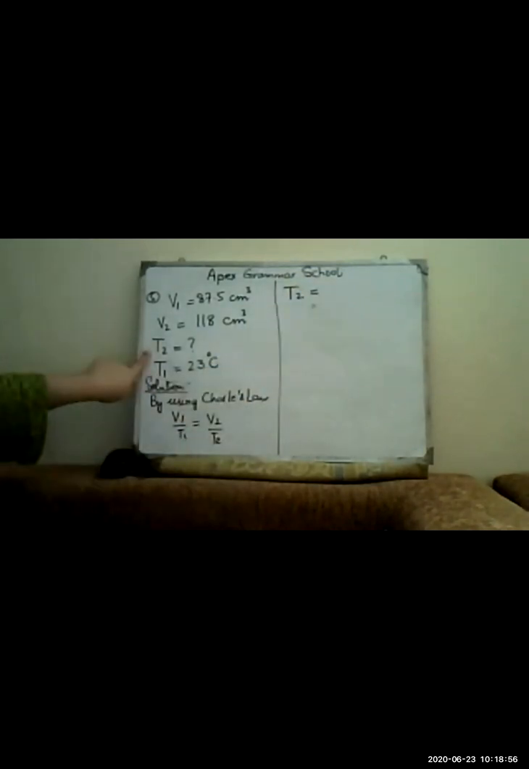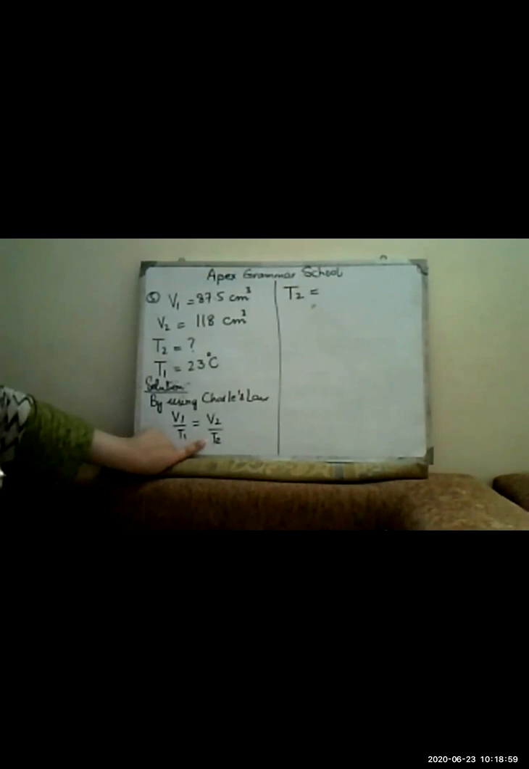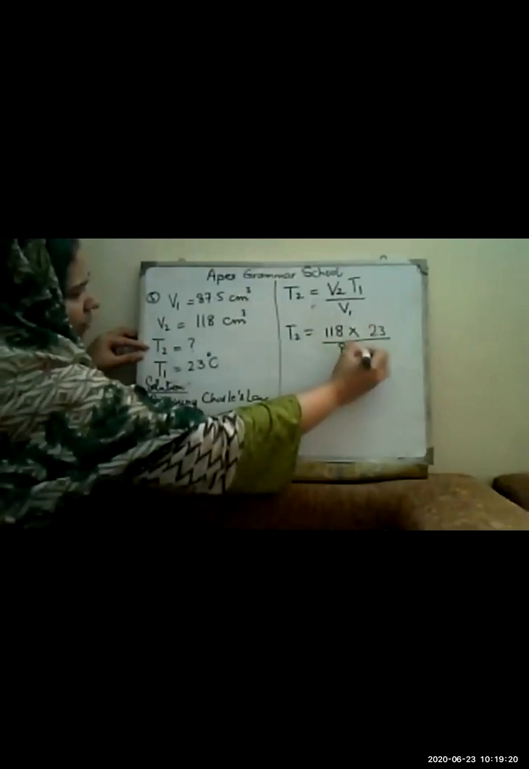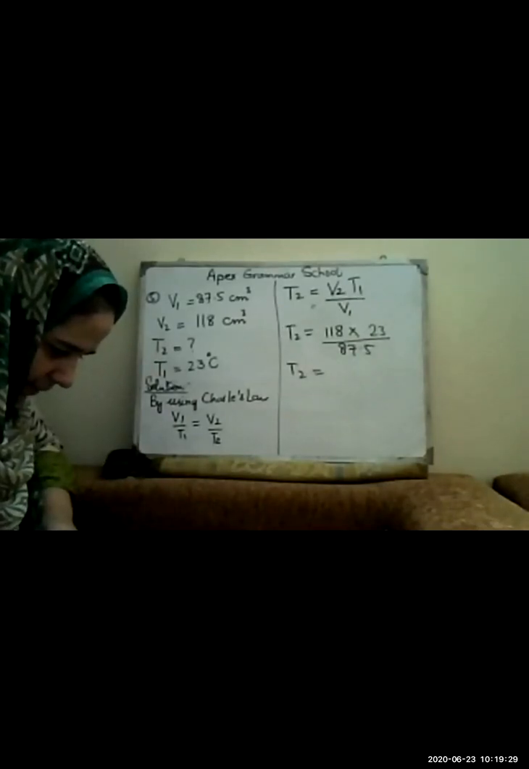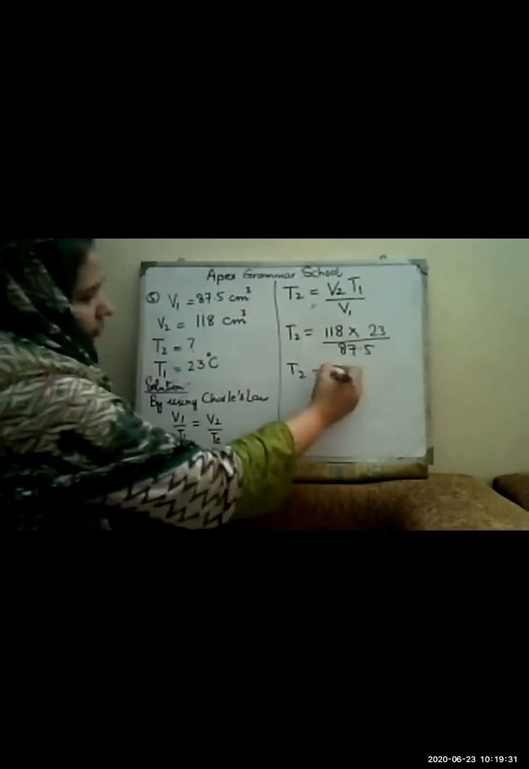We have to determine T2. T2 is equal to V2 T1 over V1, right? So by putting the values, you will write down T2 is equal to, how much is V2? 111 multiplied by 23 degrees centigrade. V1 is 87.5, and the temperature answer will be 390. Sorry, it will not be like this.